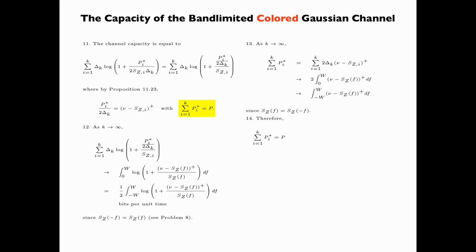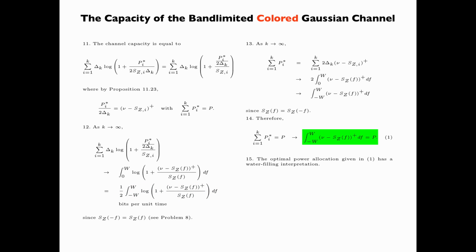Therefore, the constraint summation of Pi* equals P tends to the constraint that the integral from -W to W of the positive part of (ν - S_Z(f)) df equals P. So, the capacity of the band-limited colored Gaussian channel is given by this formula, where the water level ν can be obtained by this constraint.